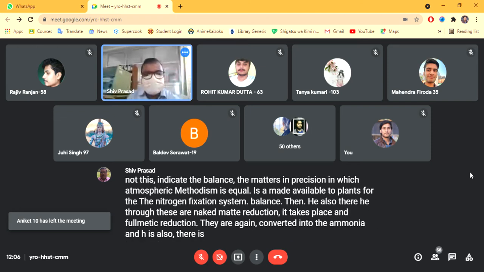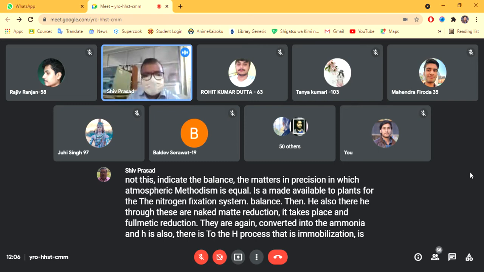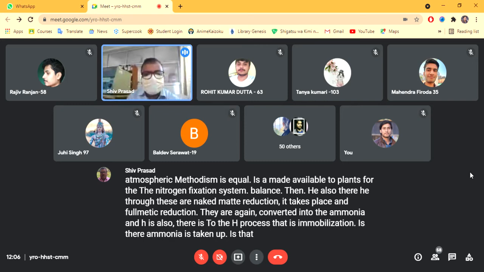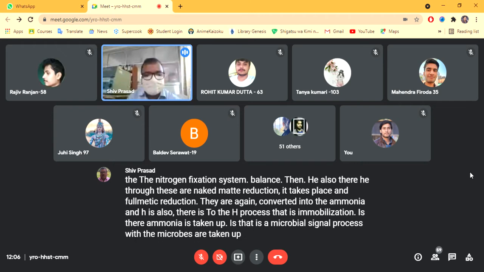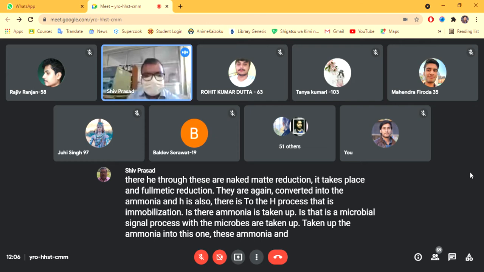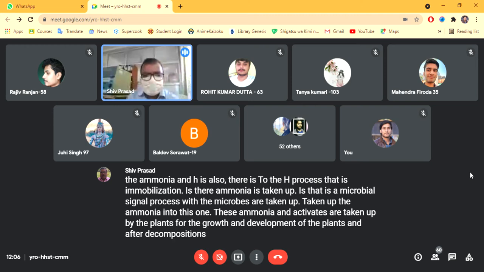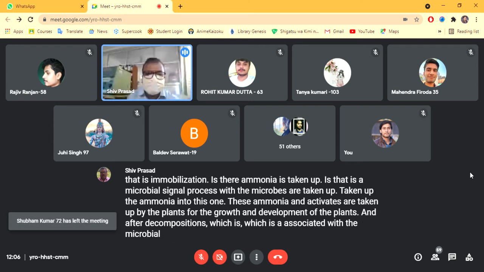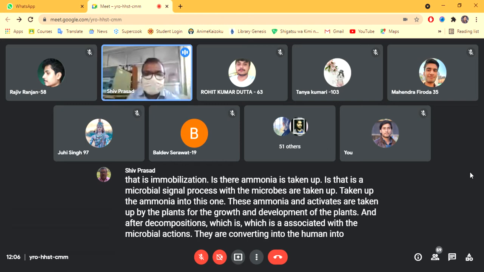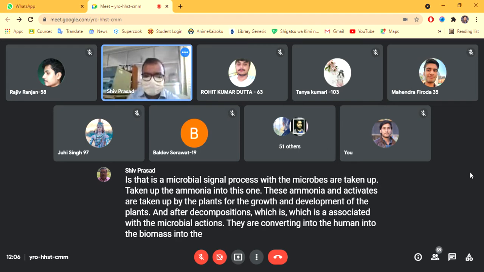And H is also there. In the H process, that is immobilization, ammonia is taken up. That is the microbial assimilation process, in which the microbes take up the ammonia in the soil. These ammonia and nitrates are taken up by the plants for their growth and development, and after decomposition, which is associated with microbial actions, they are converted into humus, into biomass, in the soil system.